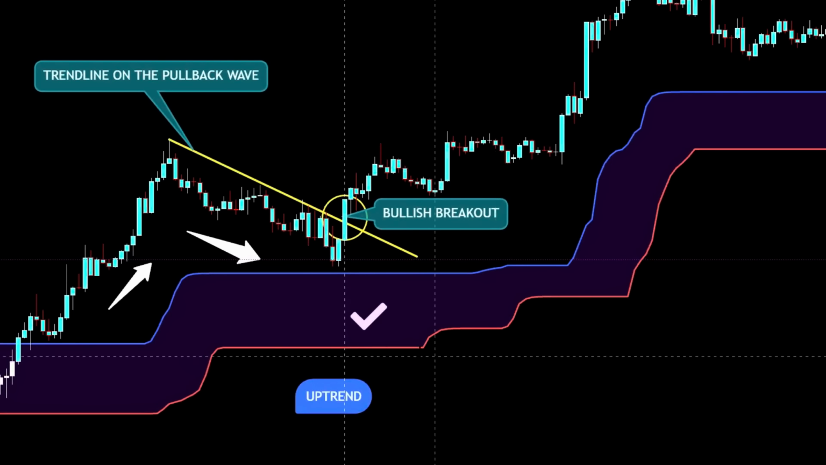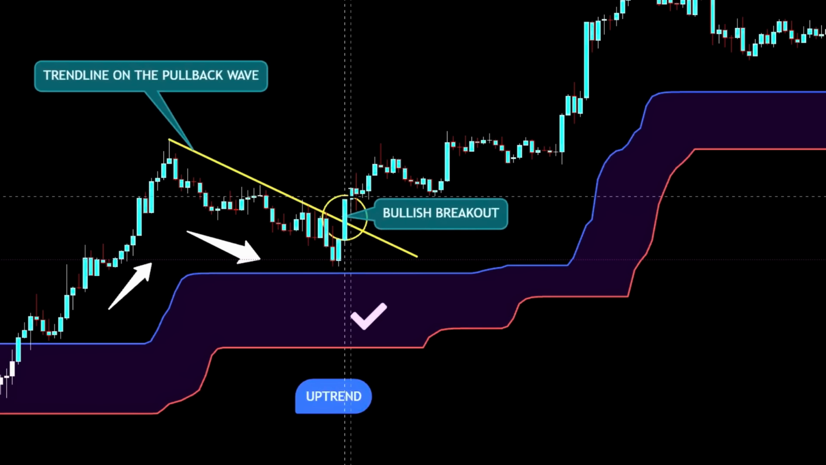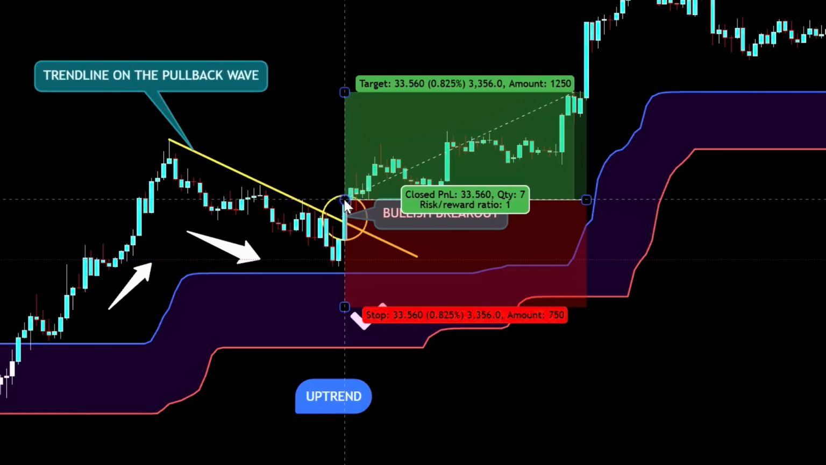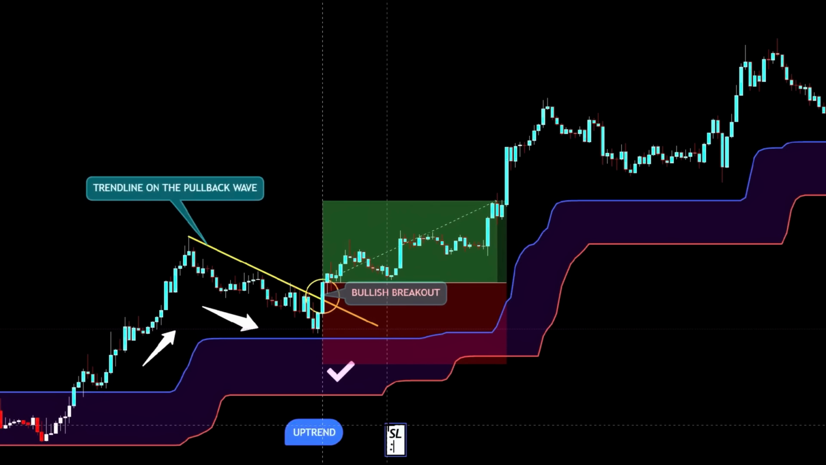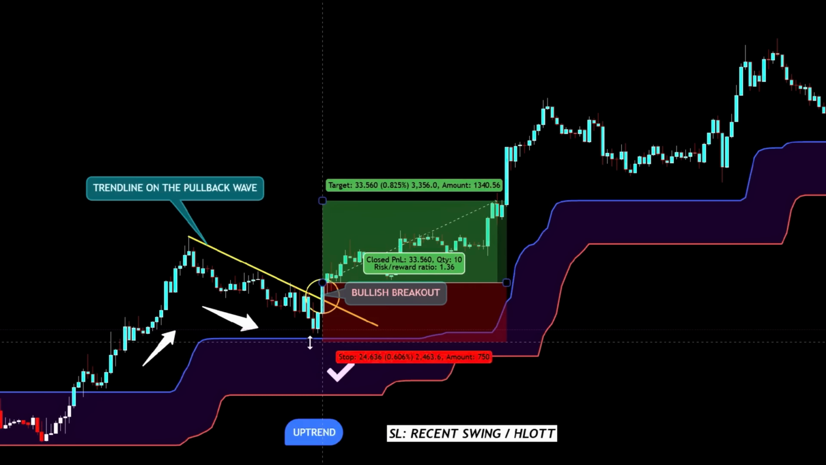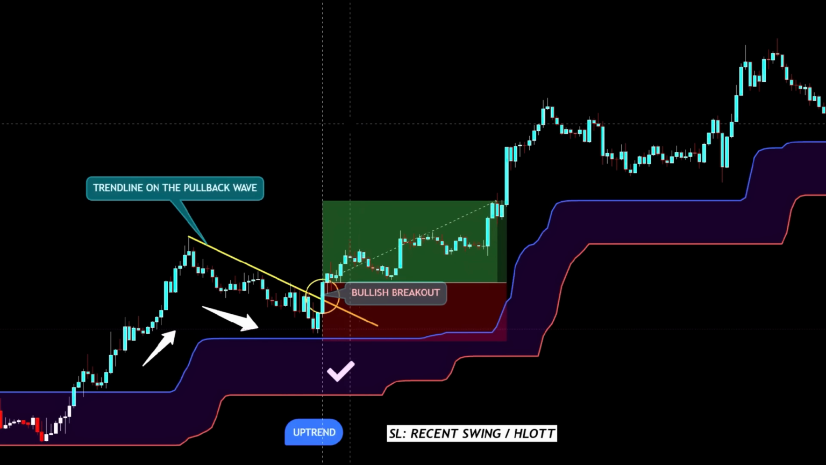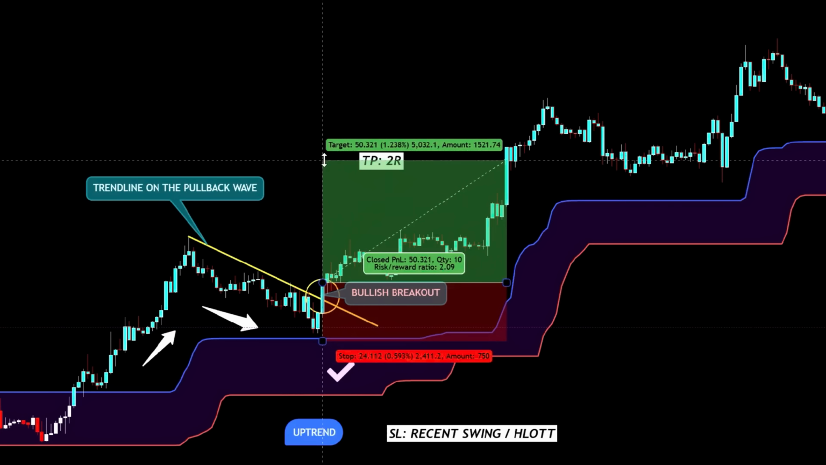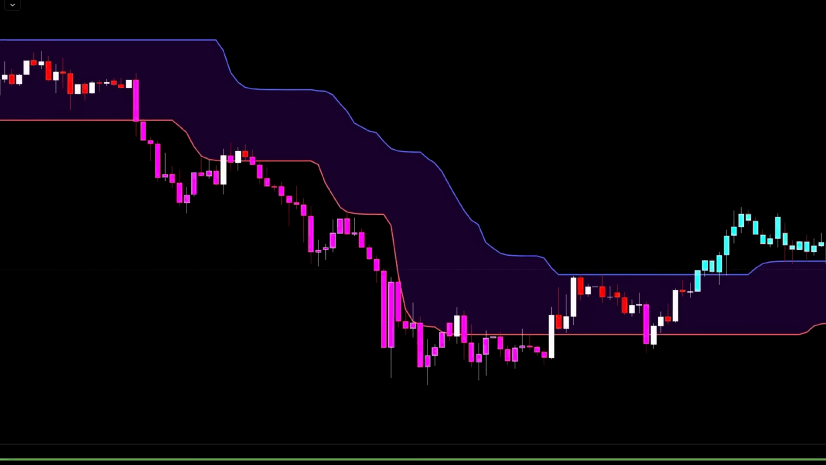Step 4. Entry, stop loss, target. Entry triggers the moment the trend line breaks with the momentum confirming it. For the stop loss, the recent swing low or the HLOTT band itself, either works, because if price trades back below that, look, the pullback structure has failed. The setup's dead. You're out. Target is 2R take profit. Twice what you risk.